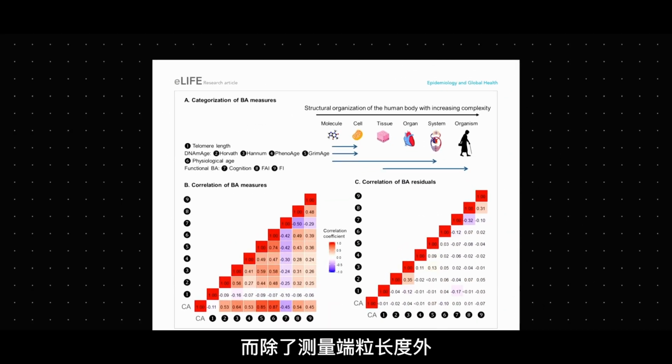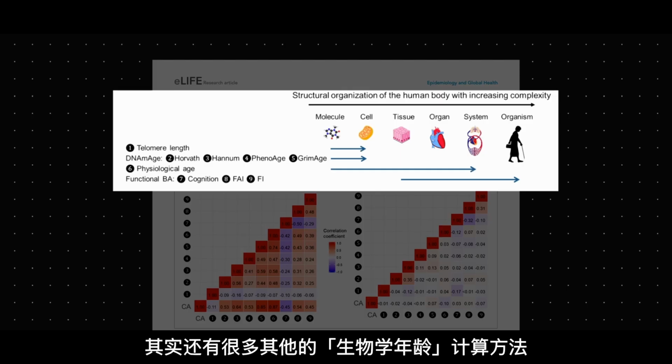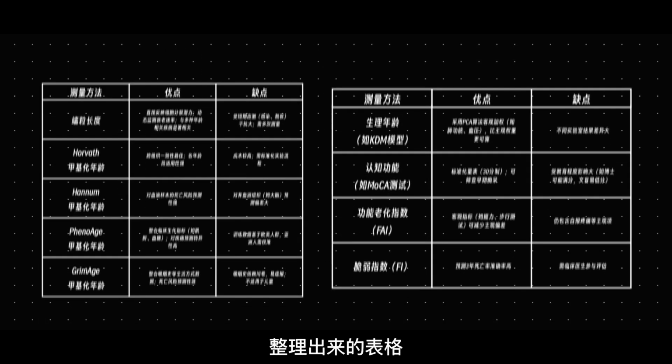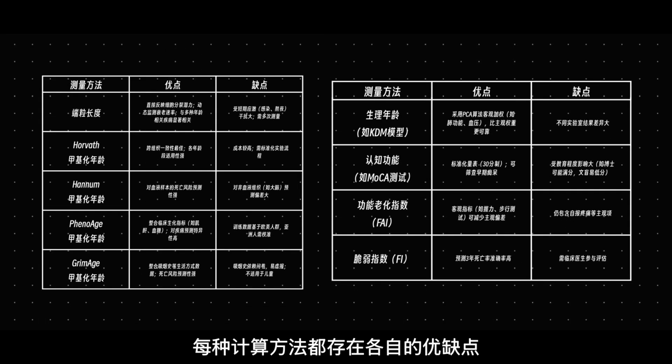Besides measuring telomere length, there are actually many other methods for calculating biological age. Here is a table that I've put together summarizing the characteristics of several common biological age calculation methods. As you can see, each calculation method has its own advantages and disadvantages.